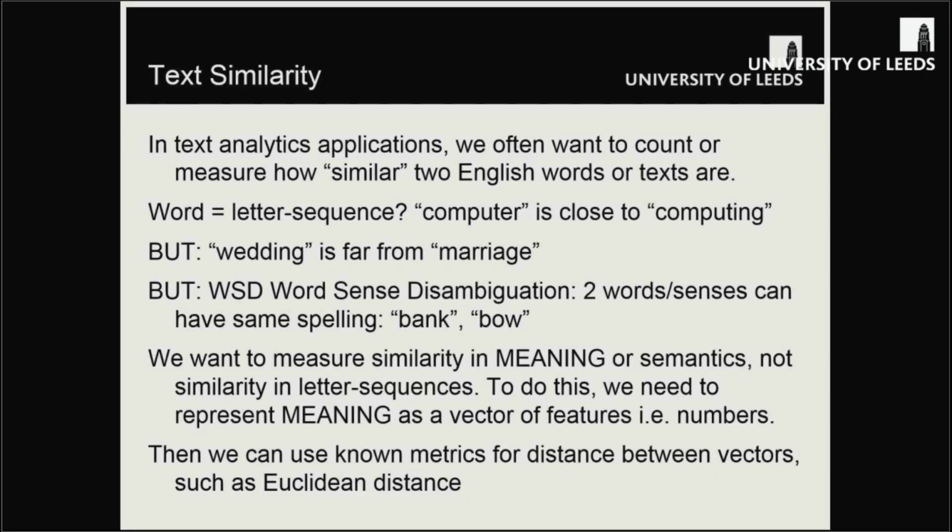And if you can represent the meaning as a vector of numbers, then you can apply standard mathematics. So you can measure the distance between two vectors as Euclidean distance. Basically, you plot one vector here and another vector here, and draw a line between the two, and the length of that line tells you how similar they are. And if marriage is here and wedding is here, then wedding and marriage must be very similar. Whereas if marriage is here and wedding is here, then those two are far apart.